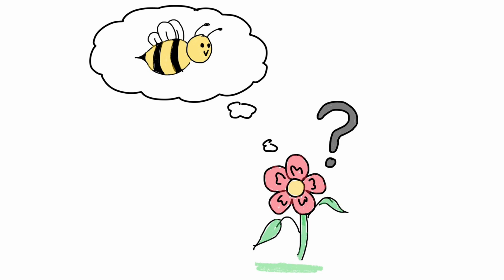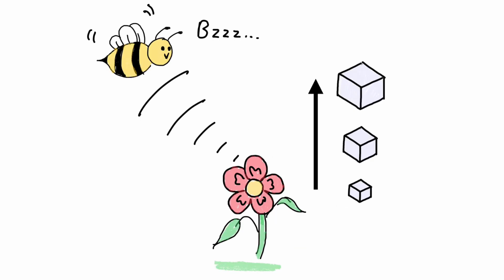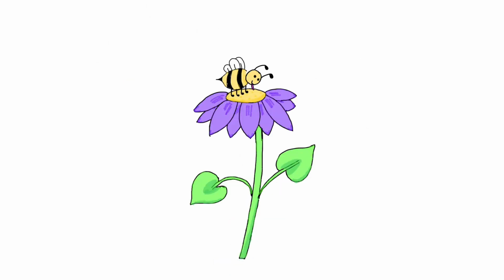But how do these flowers know when a pollinator is nearby? Flowers can sense the vibrations from a bee's wings and respond by increasing the sugar concentration in their nectar, making it even more tempting for the bee. Now that the bee has chosen its flower, it begins collecting the nectar.